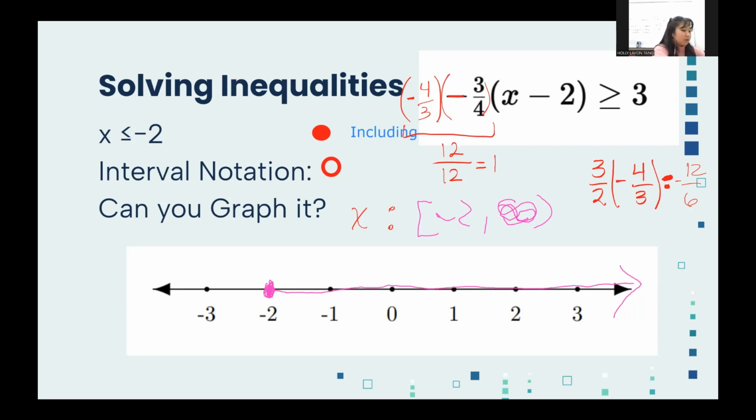All right, if we have no other questions on inequalities, we'll go ahead and move on. It looks like we're almost out of time and there's quite a bit left.